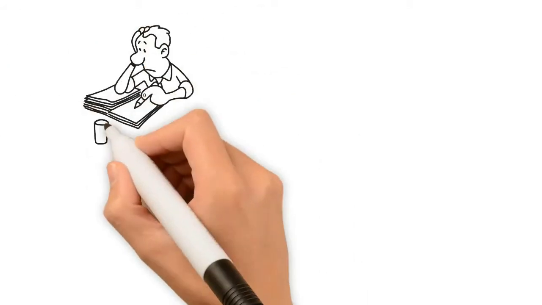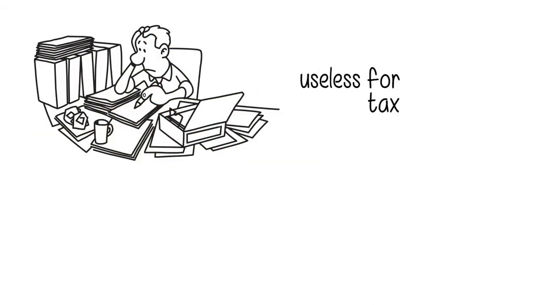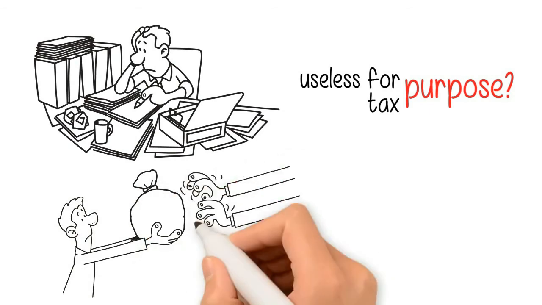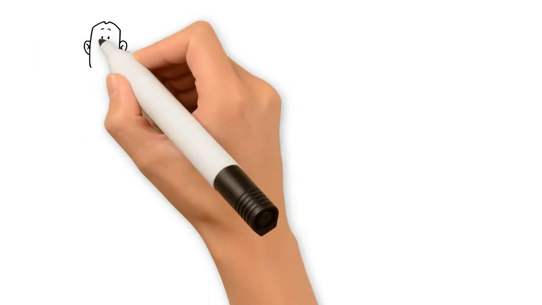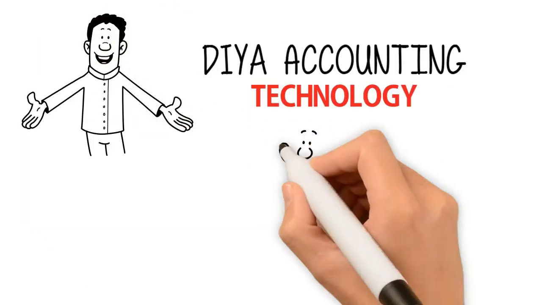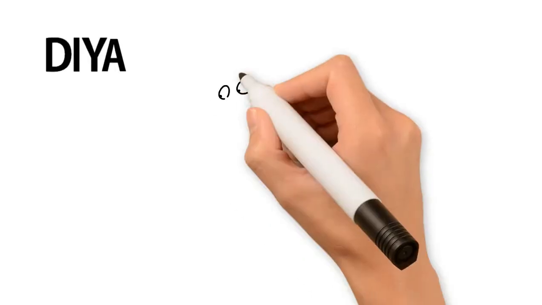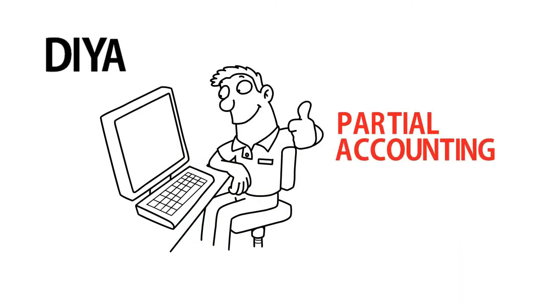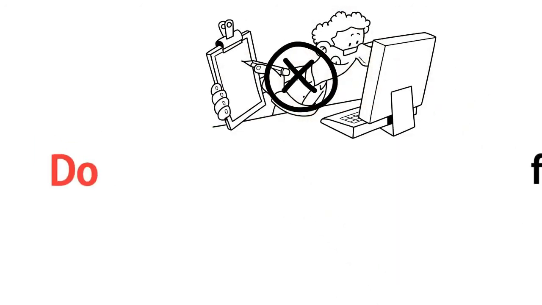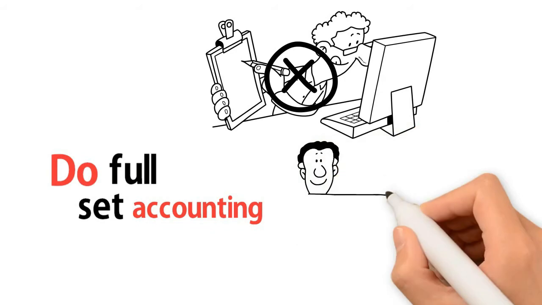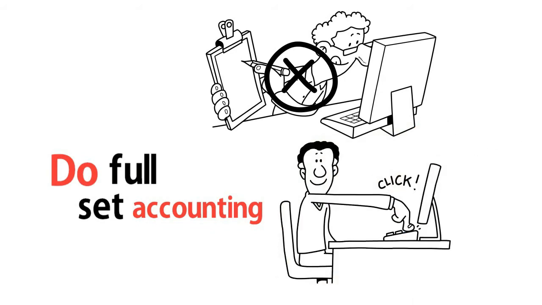Why continue to do partial accounts, which are quite useless for tax purpose? Why pay again for late management accounts and tax compilation? Relax. DIA accounting technology allows anyone to do full set accounts. DIA is faster and less tedious compared to partial accounting. No accounting knowledge is needed with DIA. Do full set accounting with one quick and easy entry. Just watch this.